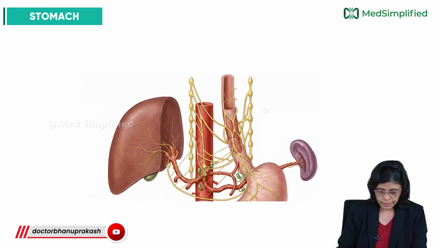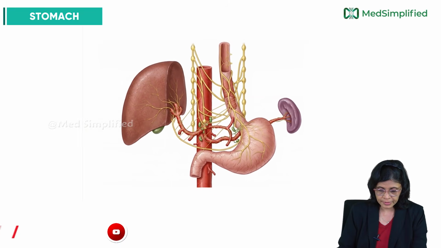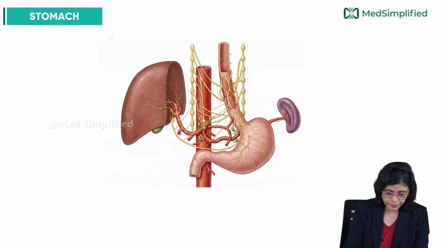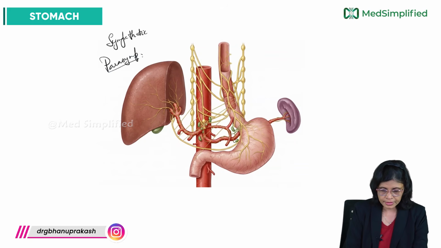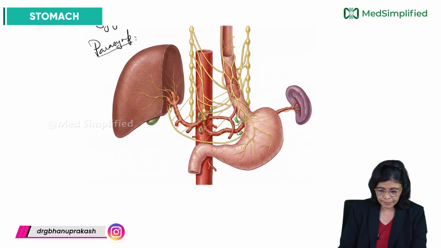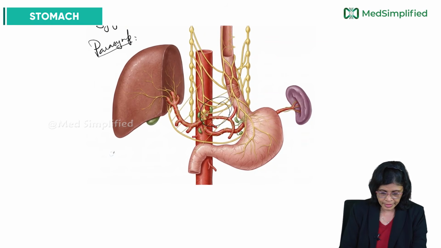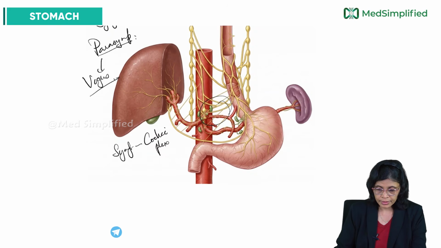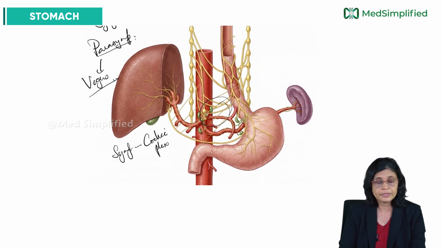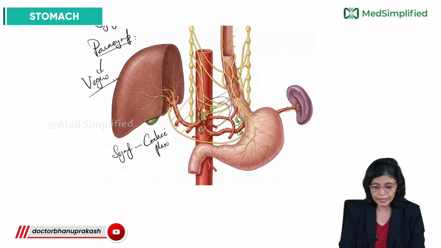Then coming to the nerve supply, the stomach is supplied by both sympathetic as well as parasympathetic. Sympathetic is mainly by the celiac plexus, and parasympathetic is by the vagus nerves. Here the parasympathetic supply is slightly important, which you need to pay attention to.